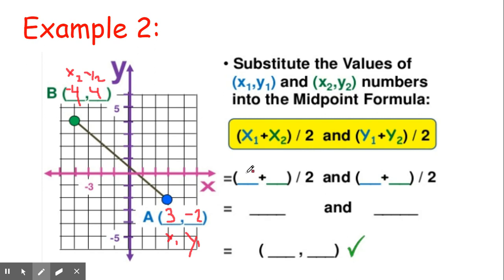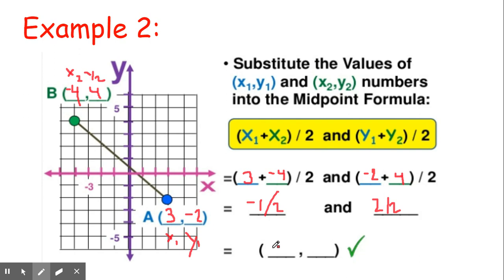Now we're ready to substitute. That's 3, negative 4, negative 2, positive 4. So 3 plus a negative 4 is a negative 1. And you divide that by 2. And a negative 2 plus 4 is 2. And you're going to divide that by 2.